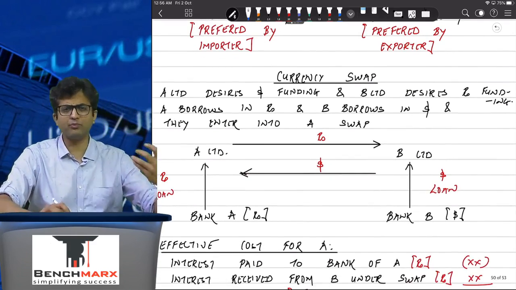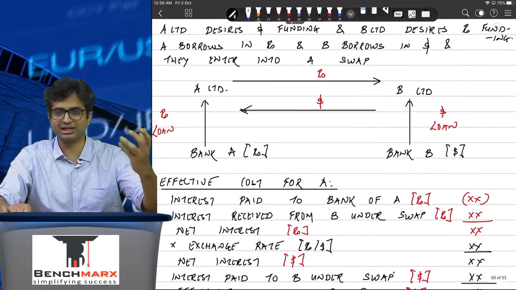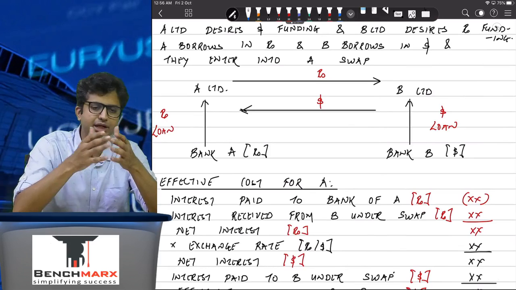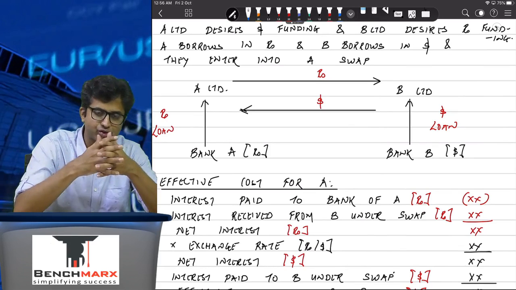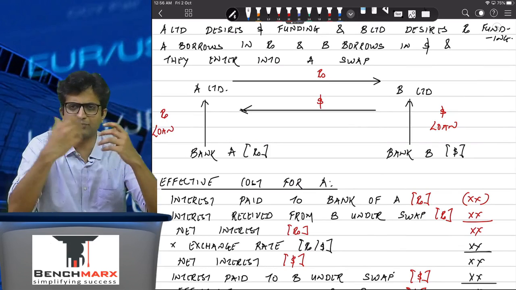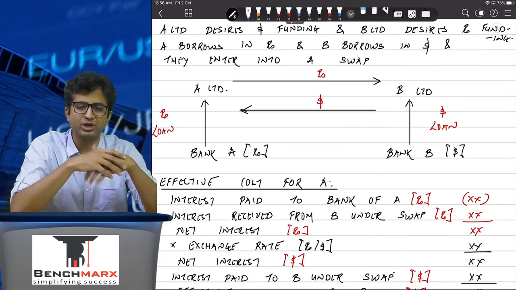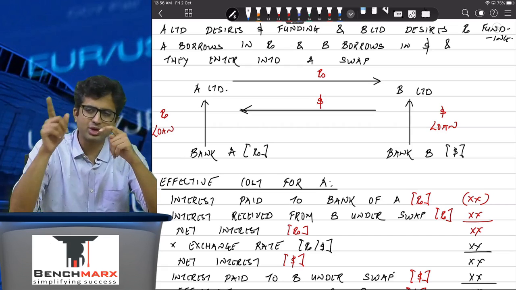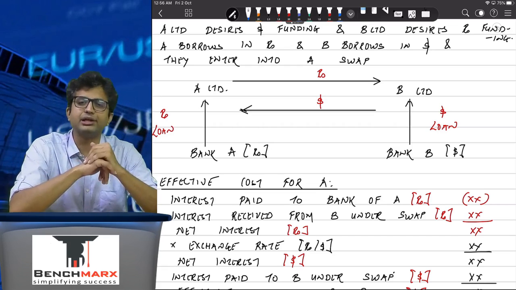Achha, currency swap. What do you mean by currency swap? Swap means an exchange. Why would entities enter into a swap in the first place? An entity would enter into a swap or an exchange because they might actually end up getting a better funding. For example, a company like Mahindra is well known in India. A company like Chrysler is well known in the US. Mahindra wants to expand in the US. Chrysler wants to expand in India.